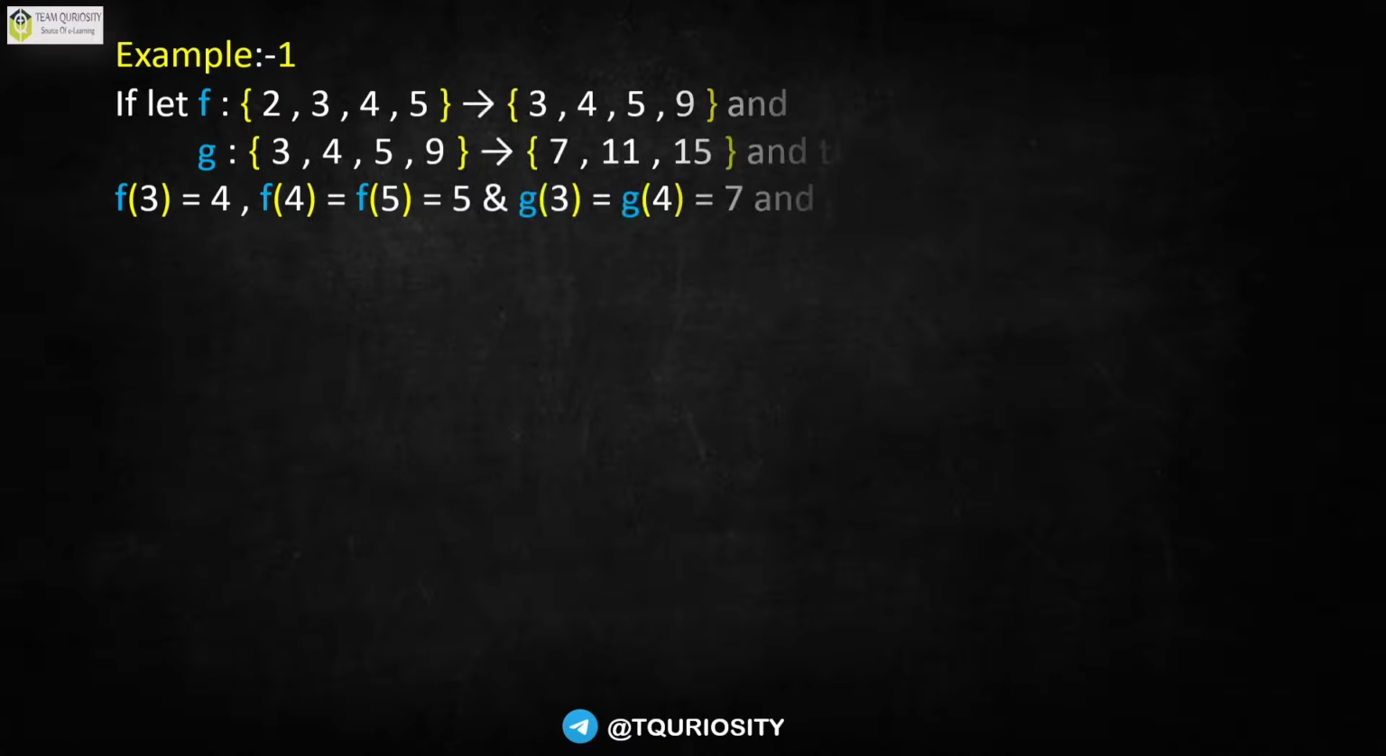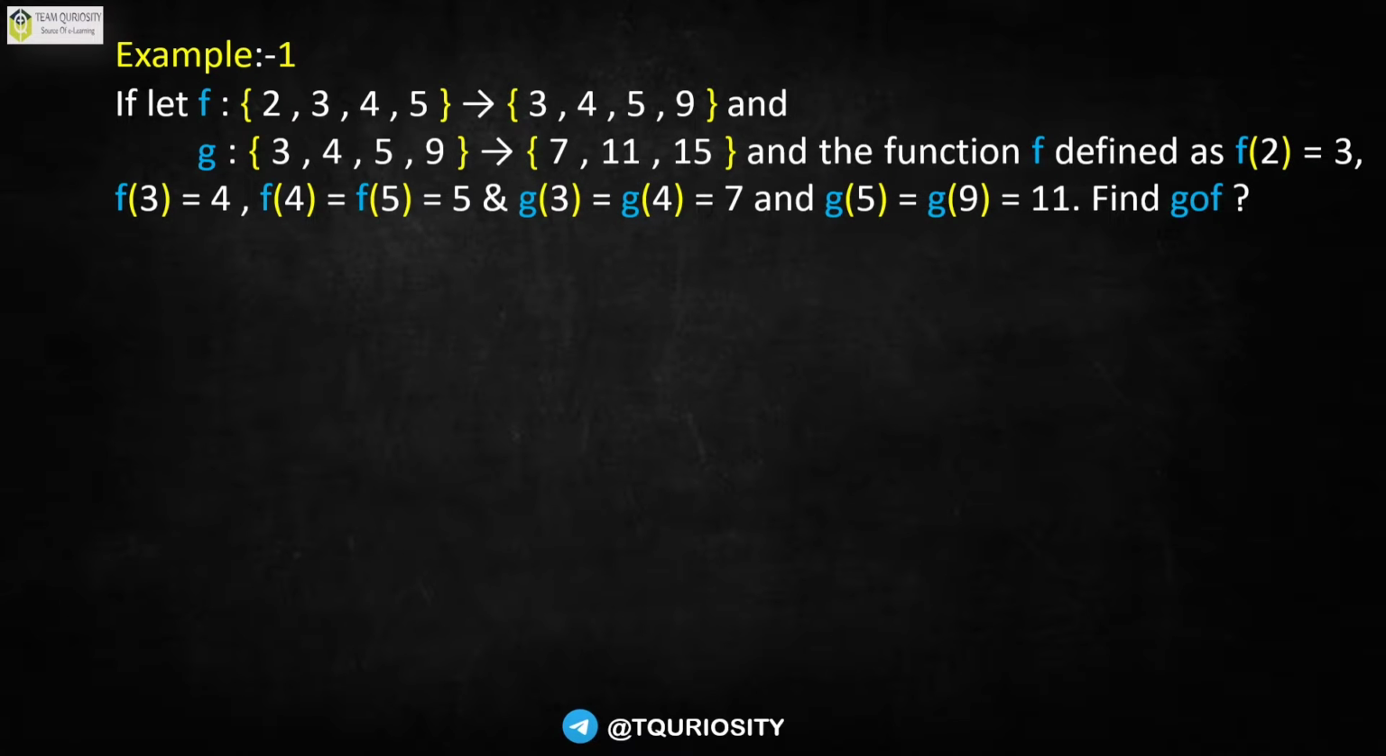Now, let's take the first example. Let f be a function from the set containing the elements 2, 3, 4, 5 to the set containing the elements 3, 4, 5, 9. And g is a function from the set containing the elements 3, 4, 5, 9 to the set containing the elements 7, 11 and 15. The function f is defined as f of 2 is equal to 3, f of 3 is equal to 4, f of 4 is equal to f of 5, which is equal to 5. And function g is defined as g of 3 is equal to g of 4 is equal to 7 and g of 5 is equal to g of 9 is equal to 11. We have to find g o f.